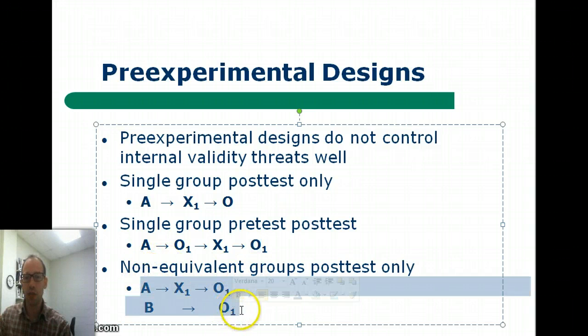Non-equivalent groups, so here the nice thing is you have two different groups, and you're giving one the treatment and not the other group the treatment. The problem here is these two groups could have been very different to begin with, and whatever they were different in, whatever characteristics, could have been the main reason there's a difference in outcomes.